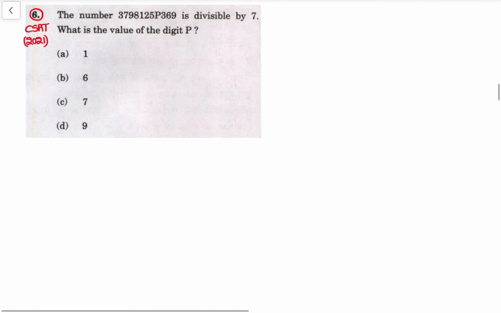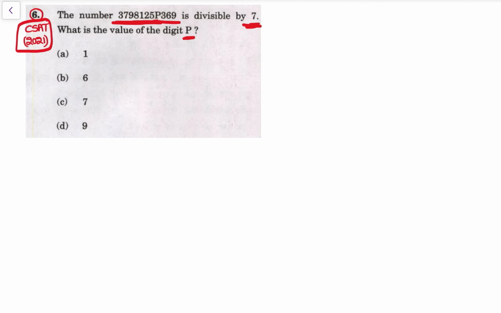See, this is a question asked in the CSAT paper 2021, number 37. 3798125p369 is divisible by 7. What is the value of the digit p? See, divisible by 7. Now, what is the divisibility rule of 7?